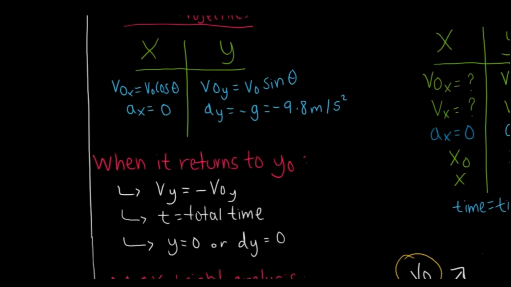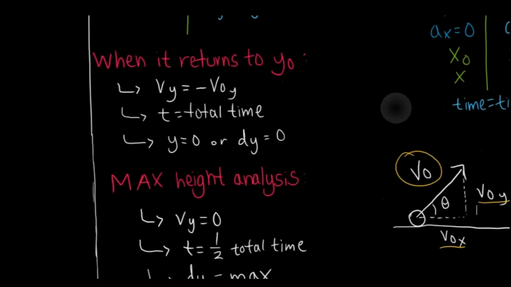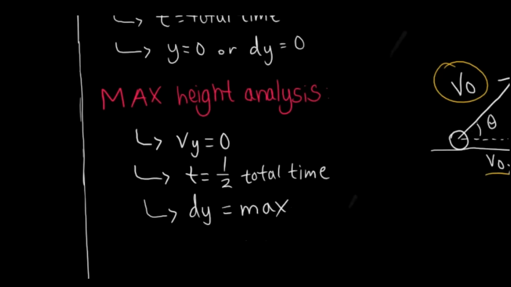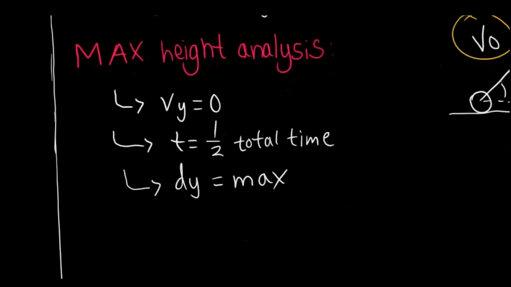When this angled projectile comes back down to its initial y position, like we said before with the up and down problems, the final velocity would be the same as the initial velocity but negative, the time would be the total time, and the displacement would be 0. Now when you want to analyze it as it goes to its max height, it reaches its apex, and so the velocity is 0 for a moment there, the time is half the total time, and the displacement would be max.